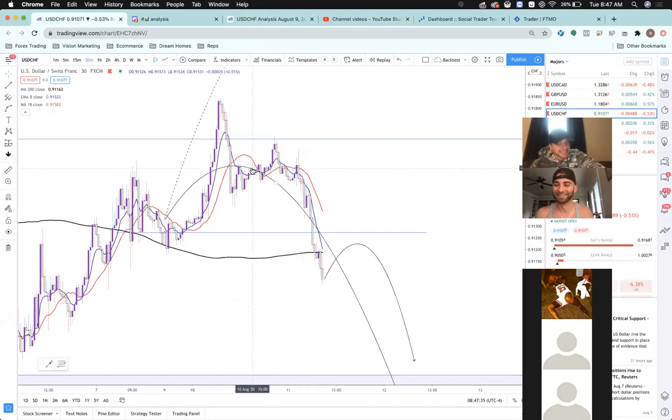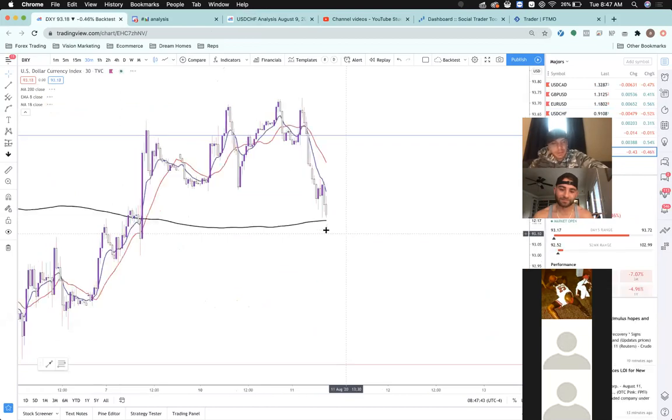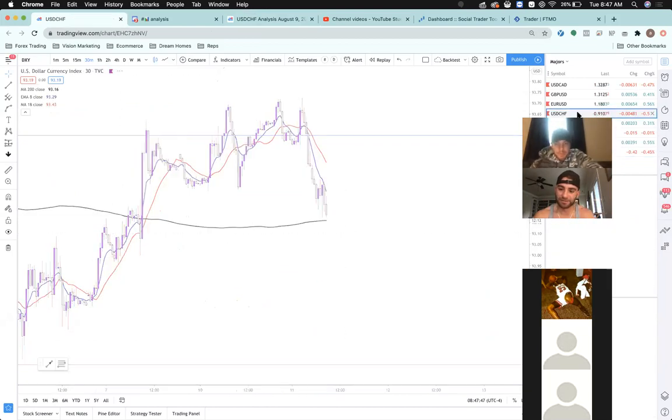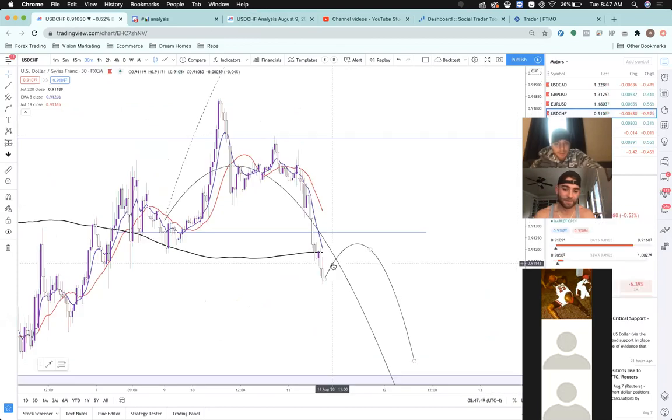Accuracy. Also, this looks just like DXY. Notice, guys, USD pair makes a lot of sense. Very, very correlated to DXY. Yeah, this thing looks exactly like DXY. Something to keep in mind. But yeah, absolutely, it's playing out perfectly so far.